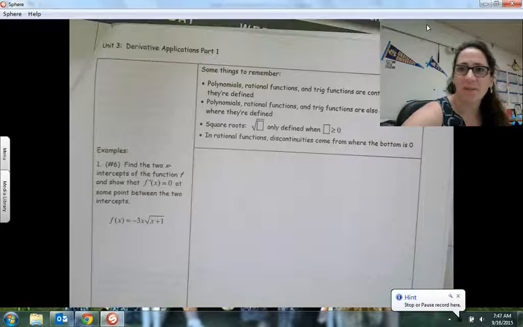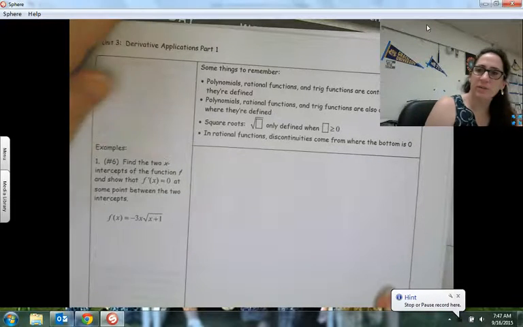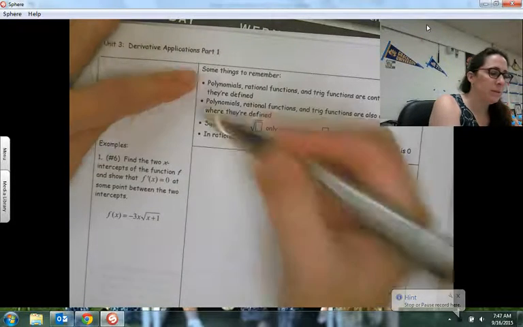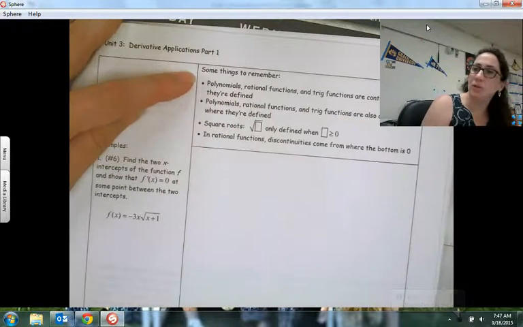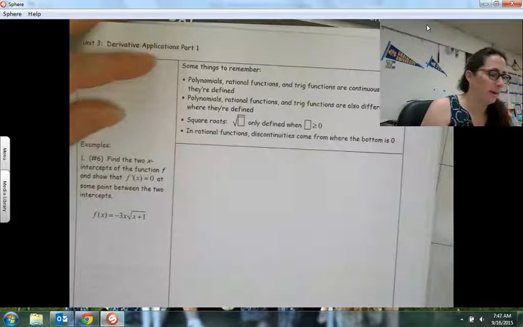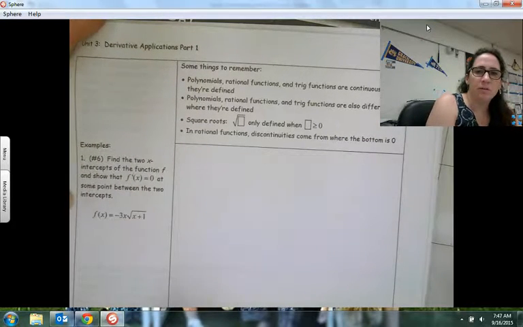Okay, so we're going to keep going on 3.2. Now we're going to see some examples. So these were just some things to remember. I'll let you look over those. If you need to pause me, go for it. So let's go to this first example.